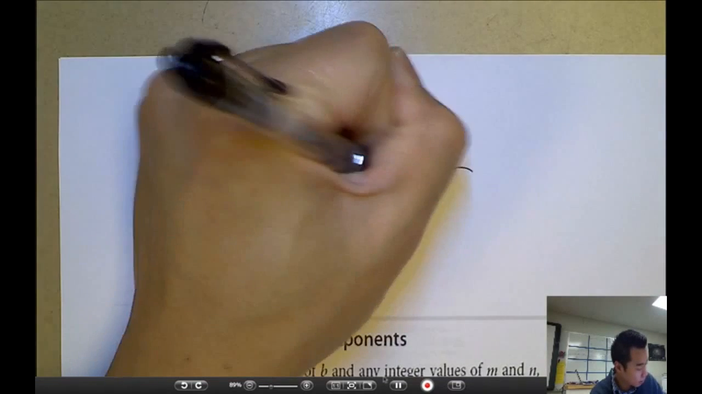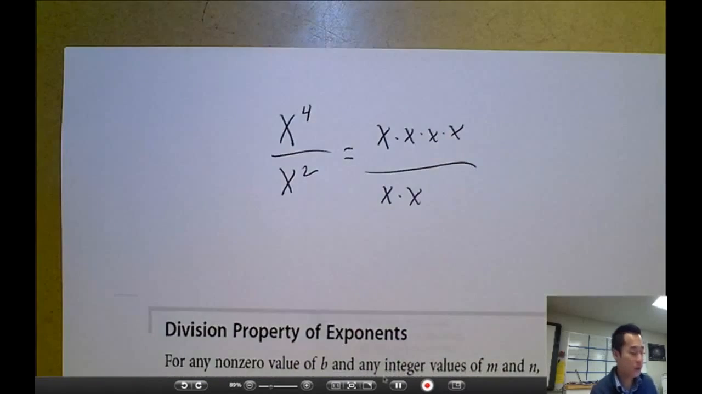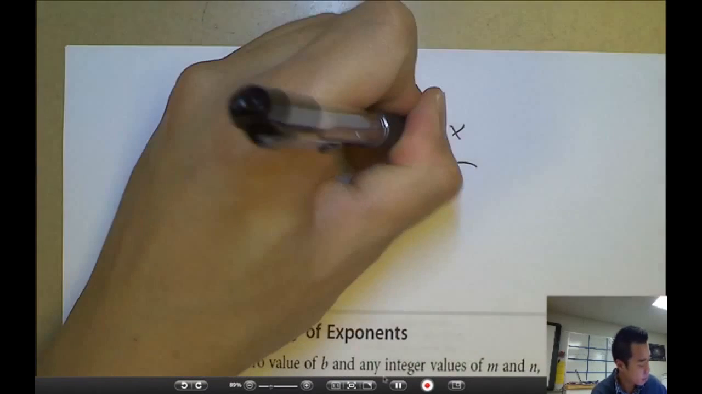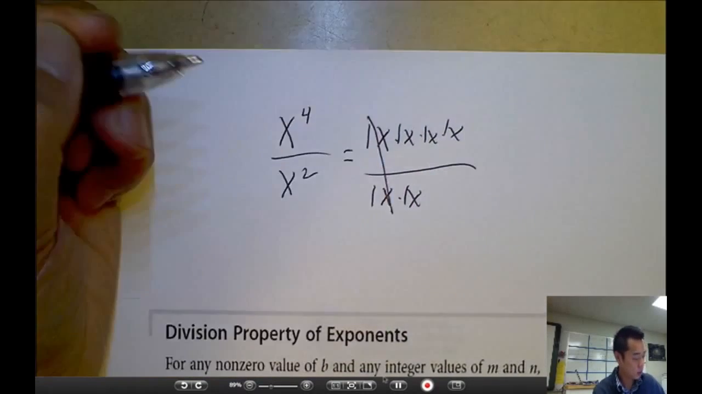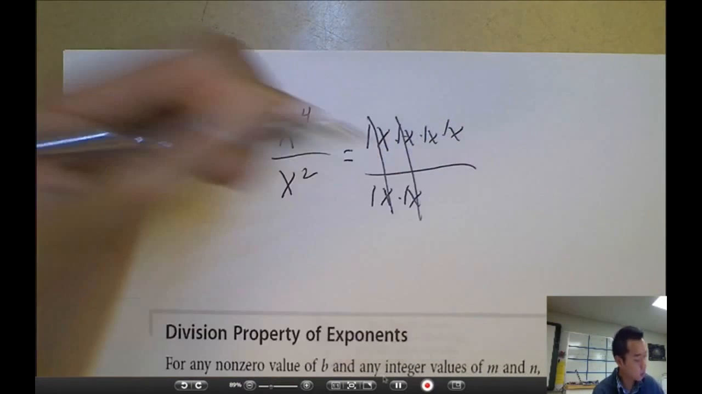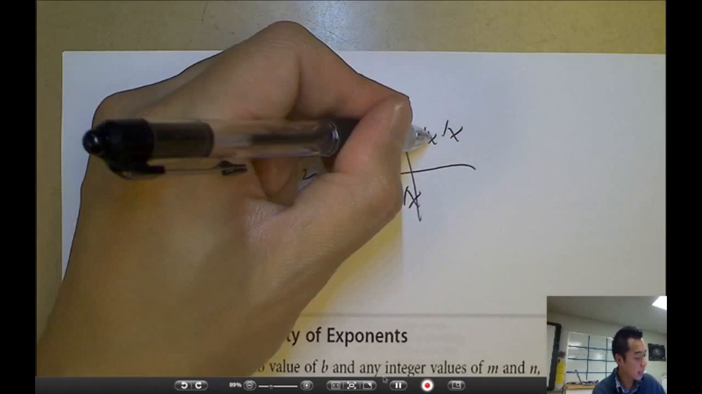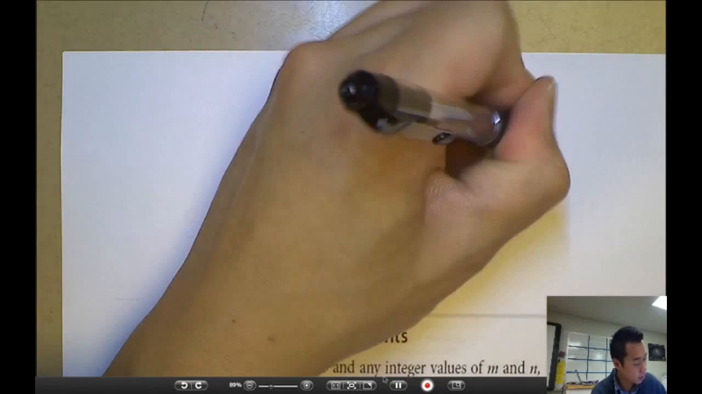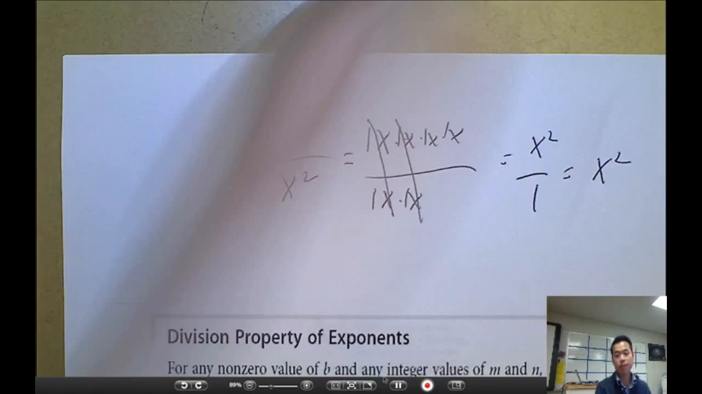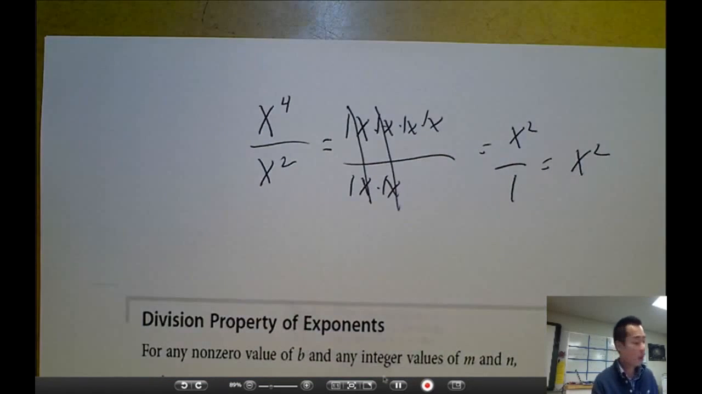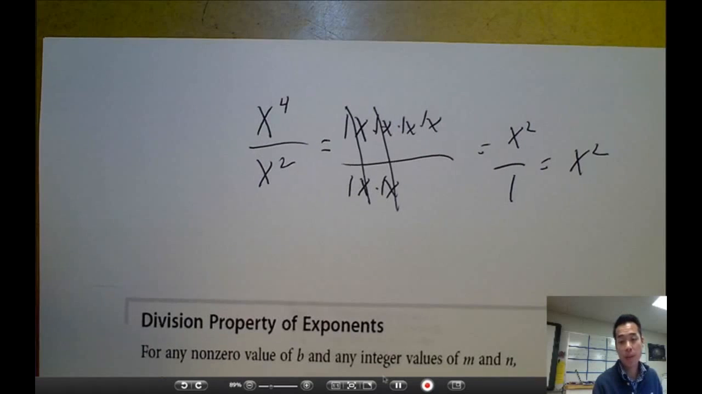I'm going to expand both in my numerator and my denominator. Now we just write a whole bunch of x's being multiplied, but don't forget that each of these has a coefficient of 1. So 1x over 1x is just 1. 1x over 1x is also 1. So all I have left is x times x, which is equal to x squared over 1, or we just said x squared. And that's how you would divide exponents with the same base using the expanded form.